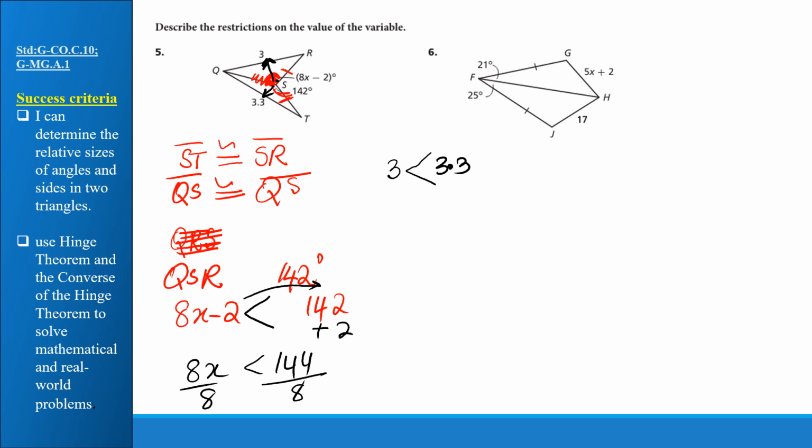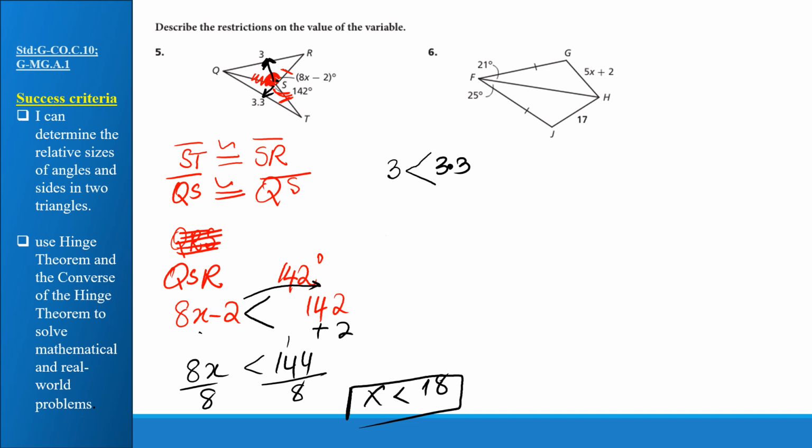So it will be 16. So x is less than 8 times 10, which is 80. So x should be less than 80. What is the other restriction?